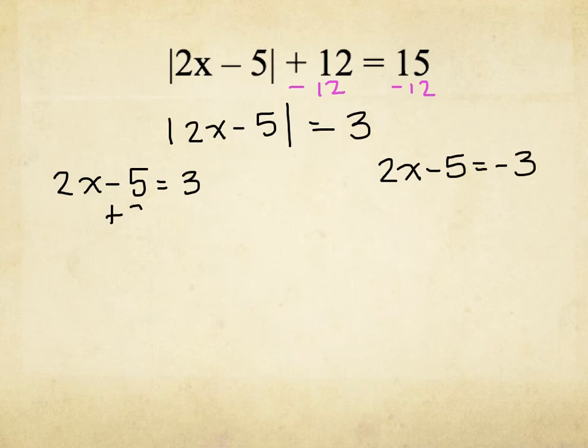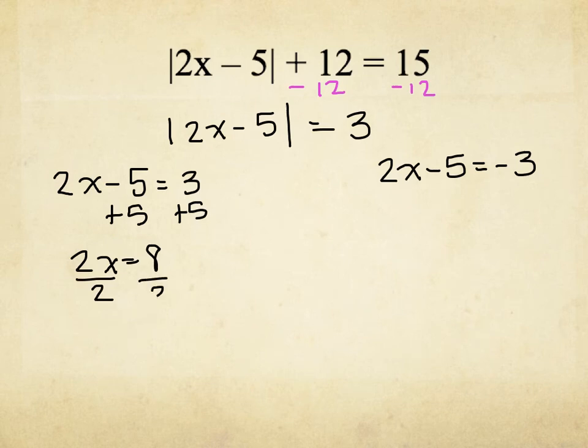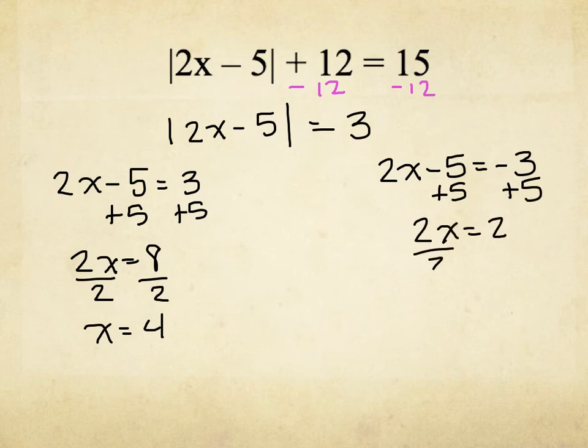Okay, add 5 to both sides. I get 2x equals 8. Divide by 2. X equals 4. And then on this side, add 5 to both sides. Get 2x equals 2, and x equals 1. Okay.